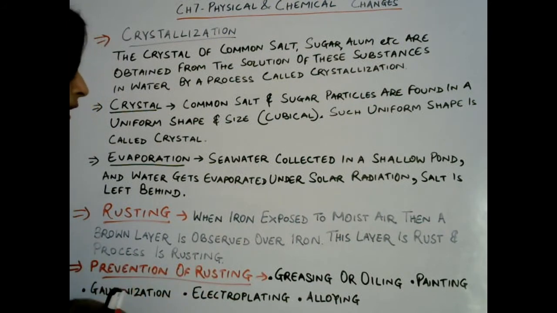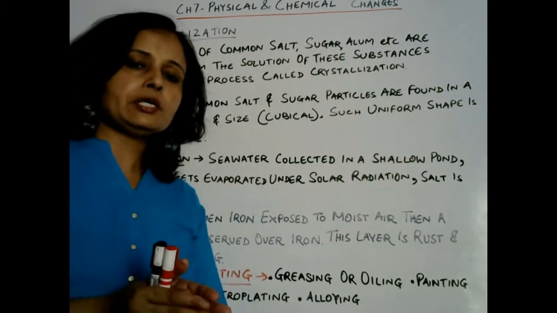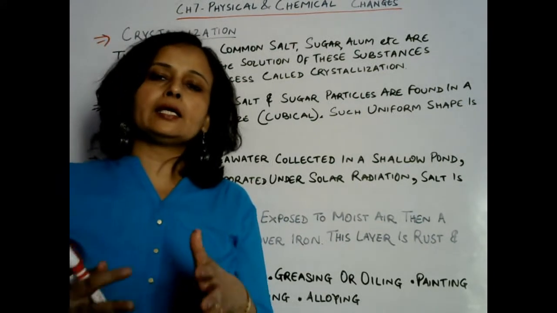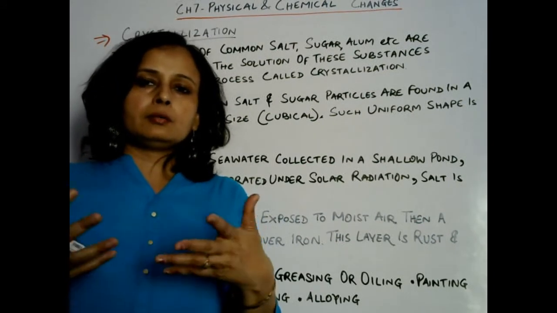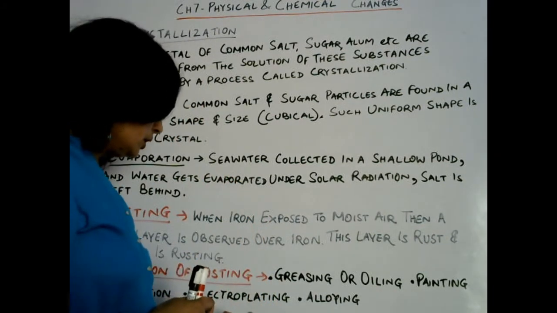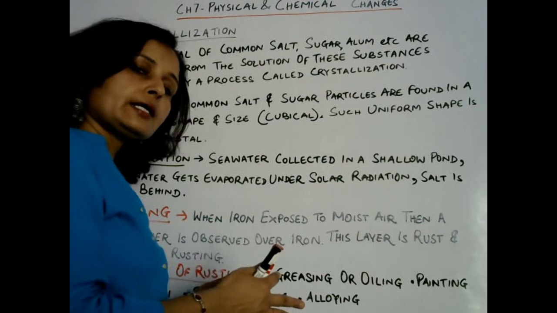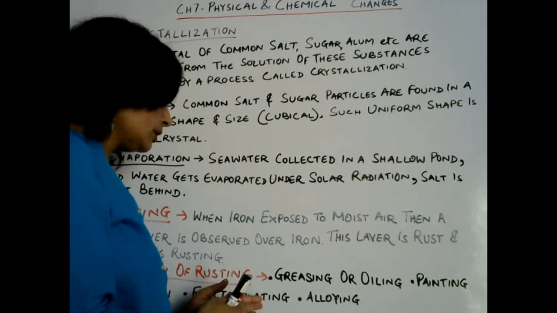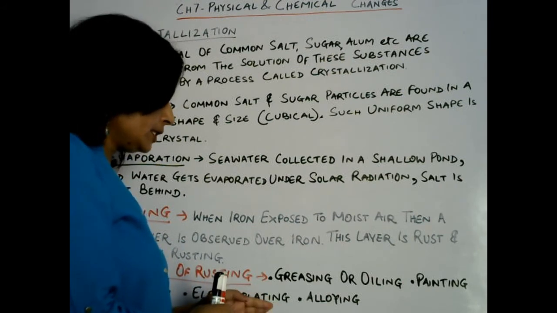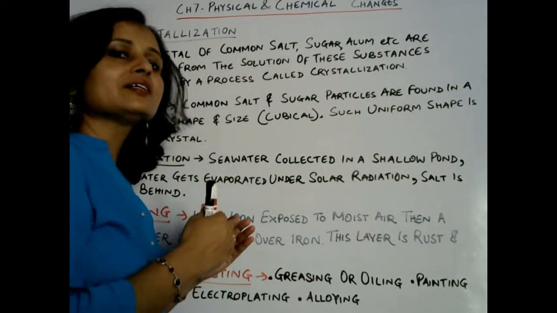The next one is electroplating. Electroplating means the deposition of one metal over another metal by supplying electricity, by electrolysis. So it can be seen that on a metallic iron object, a layer of some other metal, maybe copper or another metal, can be observed over iron, and finally there will be disconnection between iron and the moisture, so it will also prevent rusting.